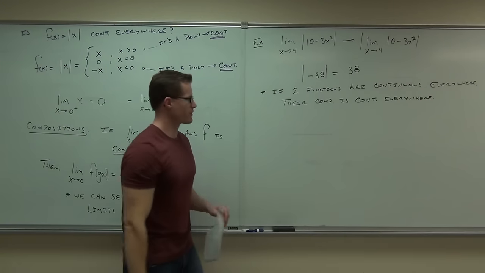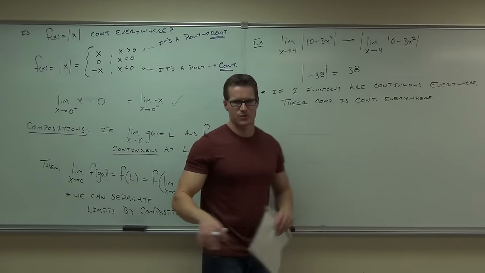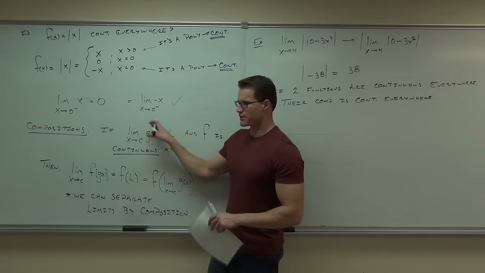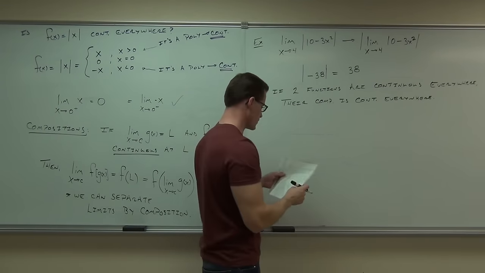Two functions are continuous everywhere, their composition is continuous everywhere. It's for this reason: if this always continues, and that's always continuous, and you can compose them any way you want, it's still going to be continuous.